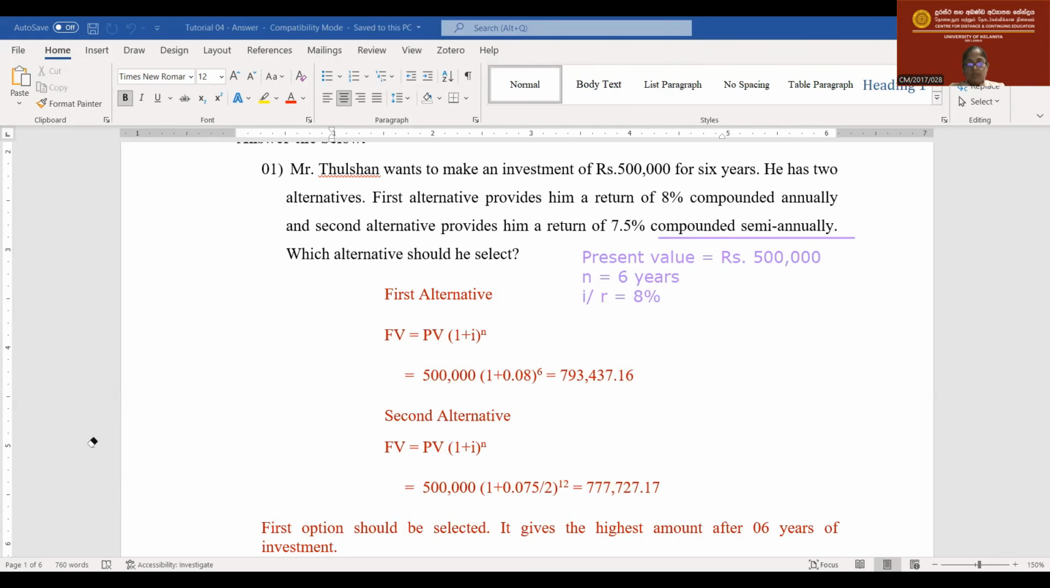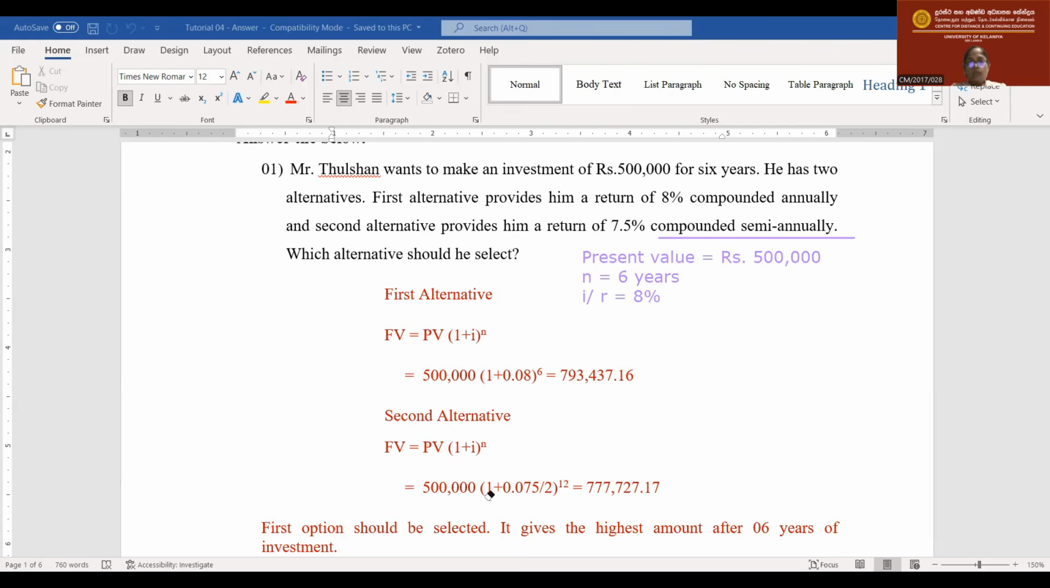Take the calculator and type 0.075 divided by 2 plus 1. For that particular thing, keep it and press hat sign, the power sign, and then type 12. Then equal. Then the answer, keep it as it is and press 500,000 and then you can obtain 777,727.17, right? Or else 777,727 and 17 cents, right?